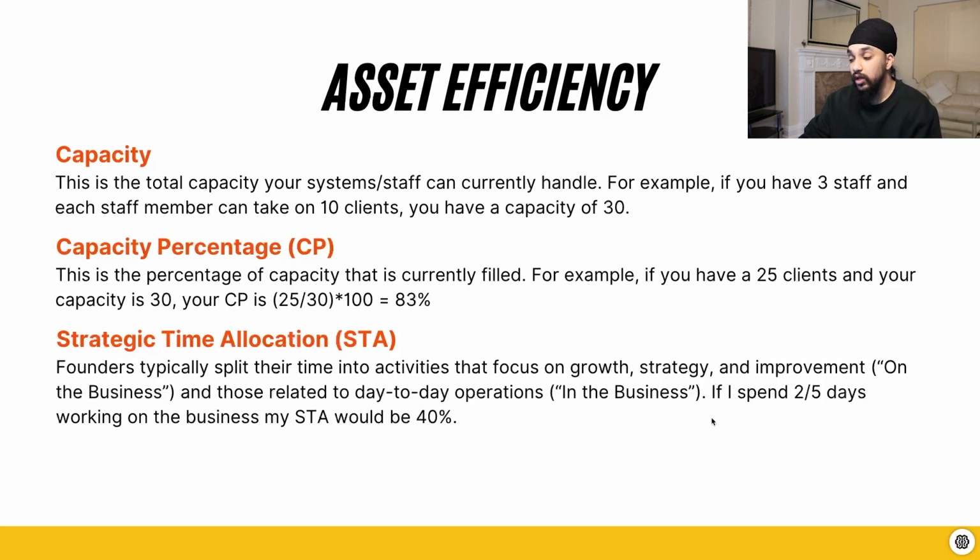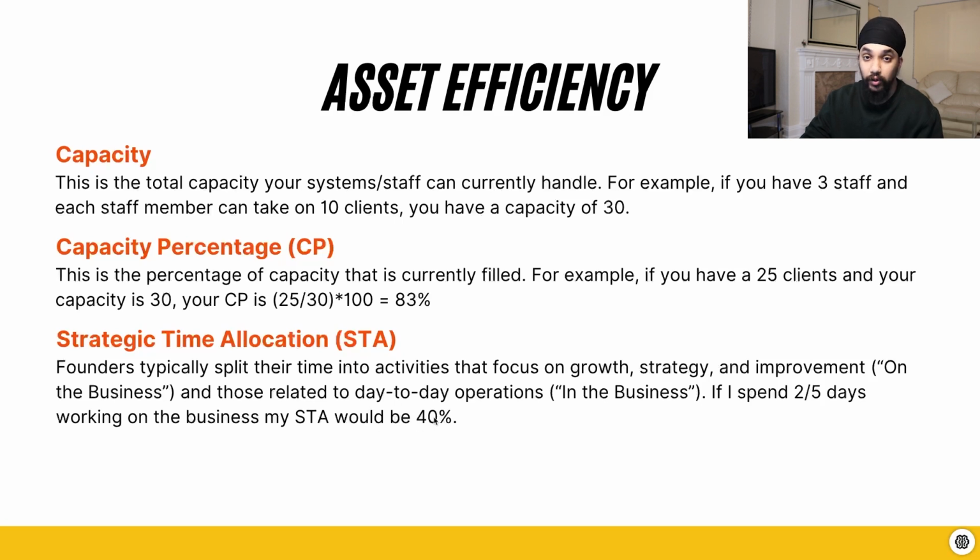So for example, if I'm talking about myself and I spend 2 out of 5 days working on the business, right? So I'm not getting sucked into the day-to-day. I'm not thinking about how I'm going to deliver for coaching clients or anything like that. I'm just focusing on building our marketing, building our sales, improving our operations. That's me working on the business, yeah? If I'm doing that for 2 out of 5 days, 2 out of 5 times 100 is 40%, yeah?